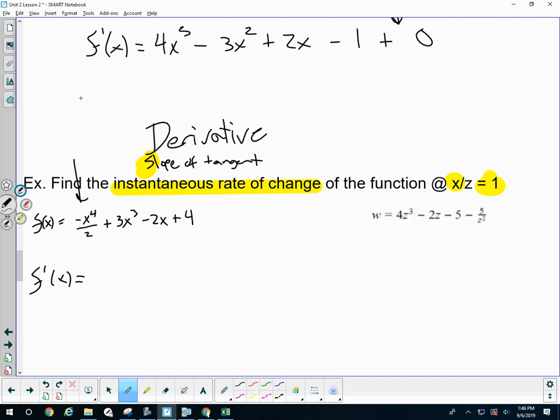The negative x to the 4th over 2, know that you can rewrite this as negative 1/2 x to the 4th. Do you have to? No. You could have just left the negative, bring the 4 down, negative 4x cubed over 2. Or you can just do it all at once. 4 times negative 1/2, negative 2x cubed, 9x squared, 2.